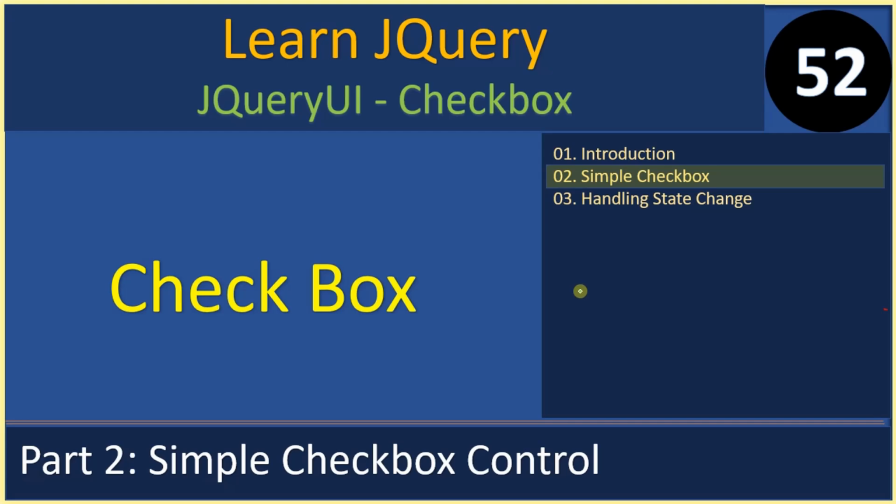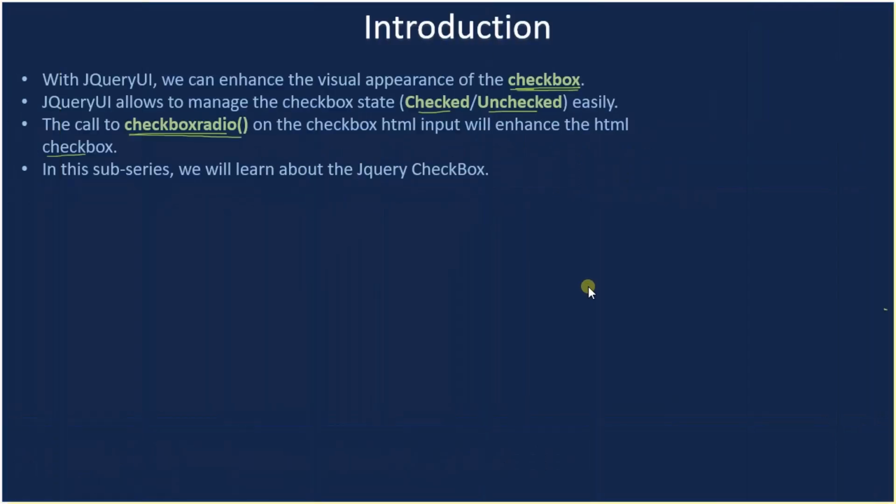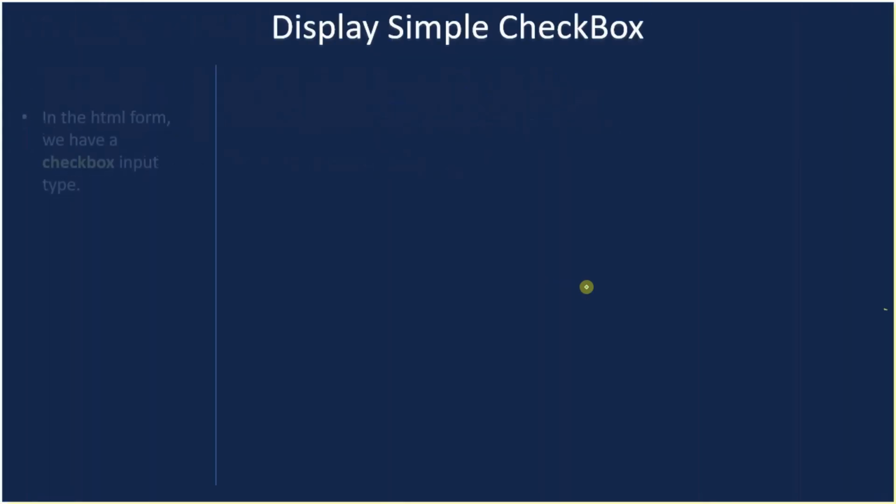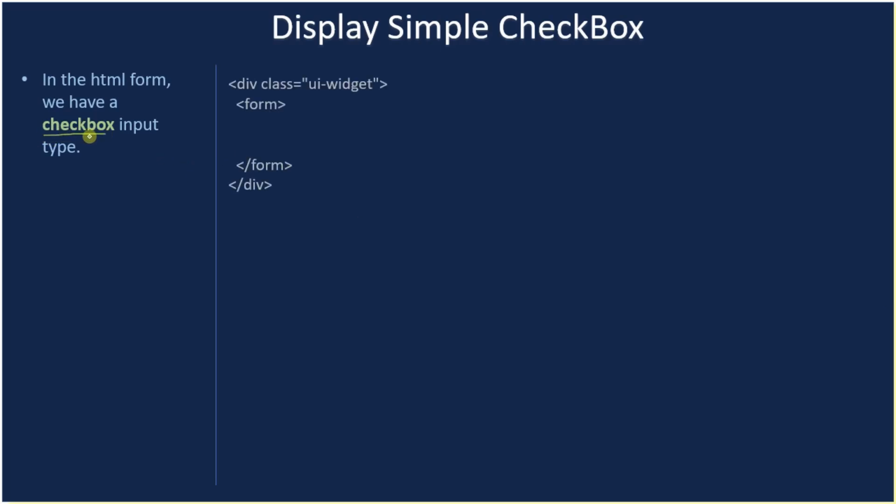In this video, we will create a simple checkbox control. In the HTML form, we have a checkbox input type. So this is our sample HTML, and inside the div we have a form tag. So this will have all the input elements. Here we have an input of type checkbox, and we kept the ID as chk1.